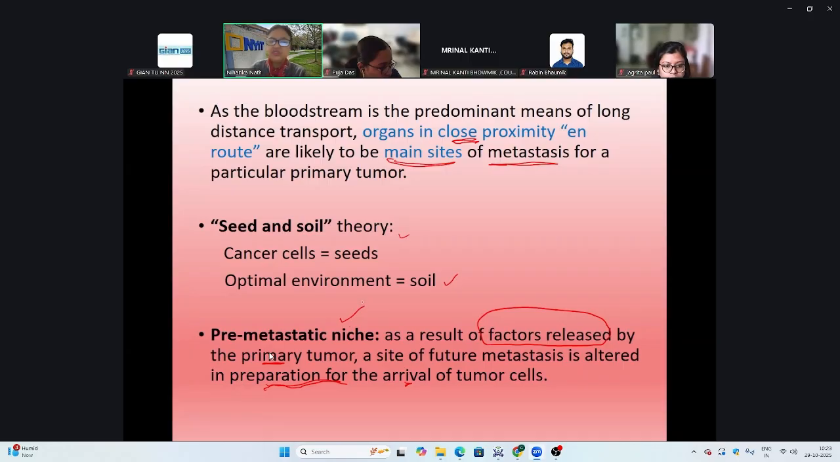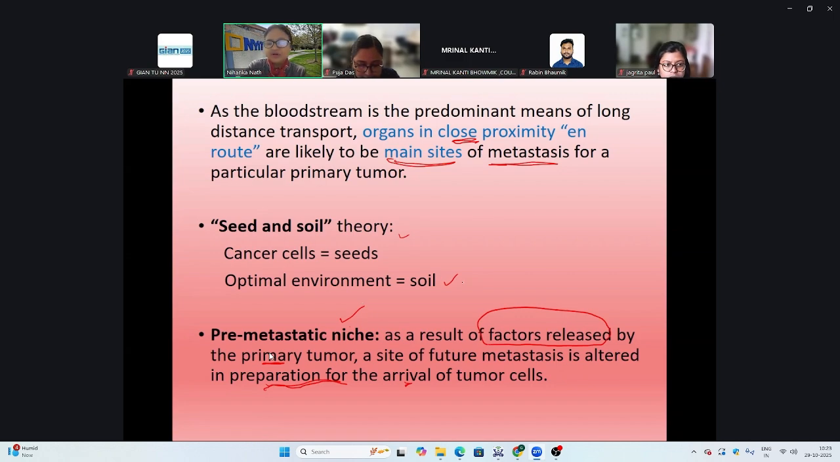This is the word: niche. Pre-metastatic niche. I want to create a comfortable home and a comfortable location beforehand. So the cancer cell keeps on sending little substances, and there are some locations that might make it really favorable. And so that is it.